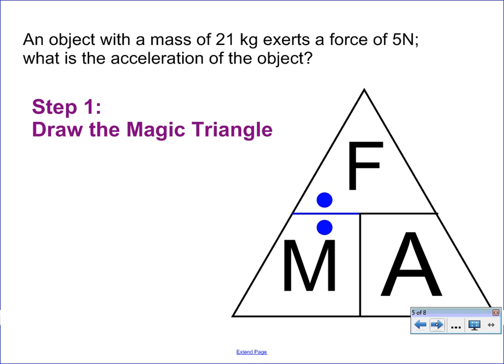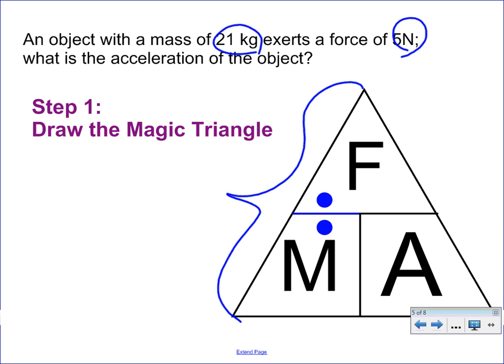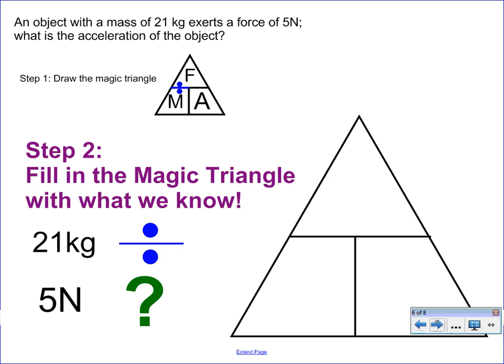Here's our problem. An object has a mass of 21 kilograms. It exerts a force of 5 newtons. What is the acceleration of that object? Step 1, you already know what it is. Let's draw that triangle. What are we solving for? Acceleration. We're going to be dividing because we have numbers on top of each other.